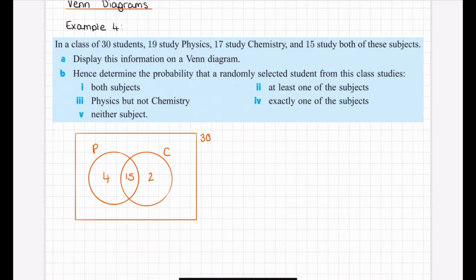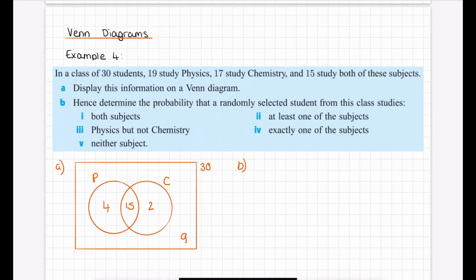Then for the outside, we need to work out how many are left over. So we've got 15 plus 4 plus 2, which is 21, which means there's 9 people that don't do physics or chemistry. And then part B, we're going to find some probabilities. So the first one is they do both subjects. So we want the probability of physics and chemistry, which is the intersection in the middle, which will be 15 out of 30.